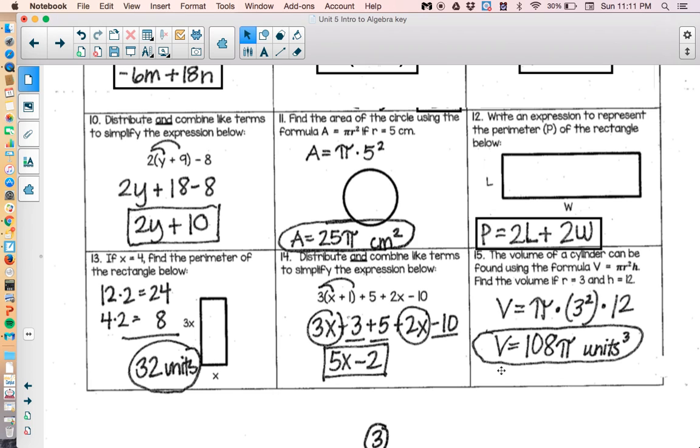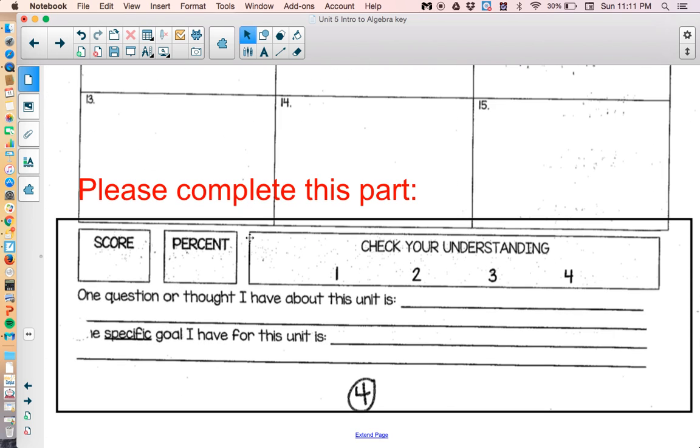Notice that with volume, make sure that you even have the units cubed on there. And with area, make sure you have centimeters squared. When it's perimeter, it's just units. All right, at the bottom of this next page in your packet, please complete this part after you've corrected your pretest. So give your score, give your percent, check your understanding, and then a question or thought about this unit, and then a specific goal.